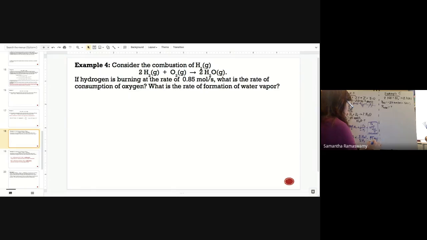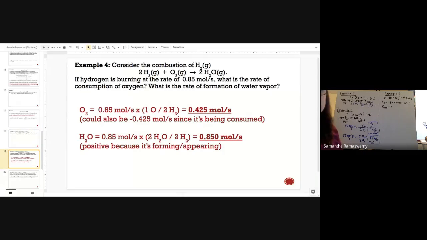So water is forming at a rate of 0.85 moles per second. Depending on how you want to word it, we could say that oxygen is being consumed at 0.425 moles per second. Water is being formed, or appearing, at a rate of 0.850 moles per second.